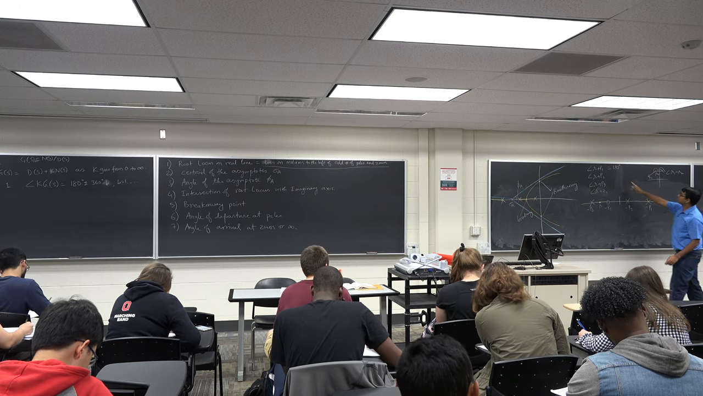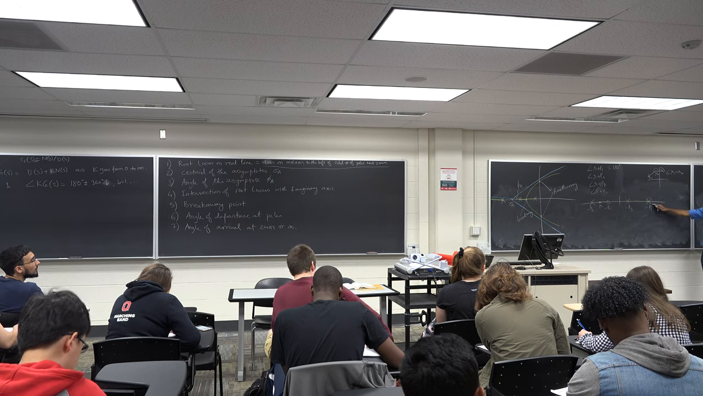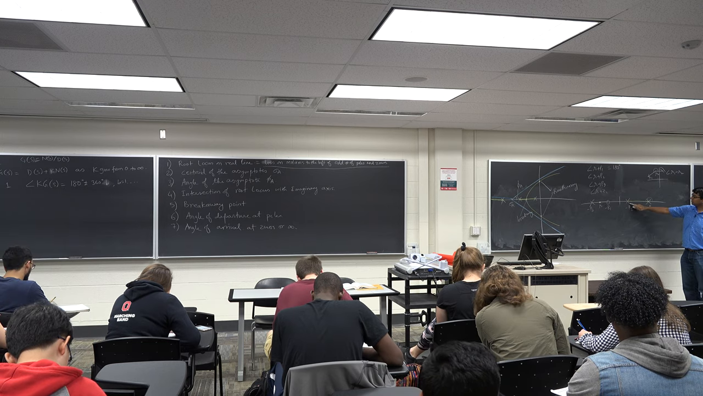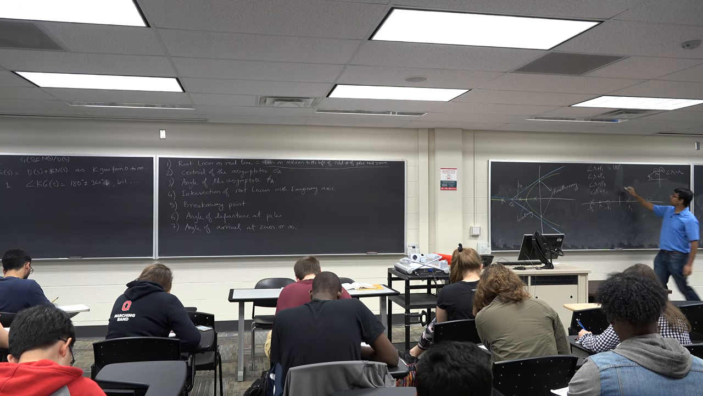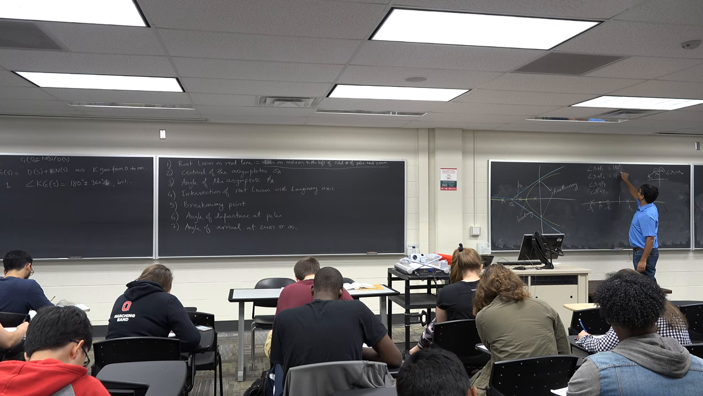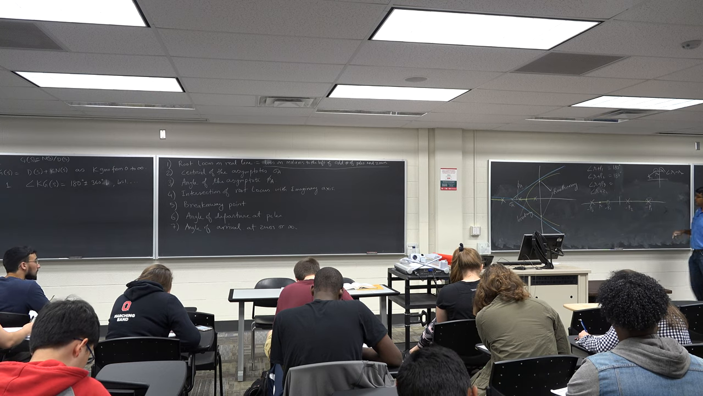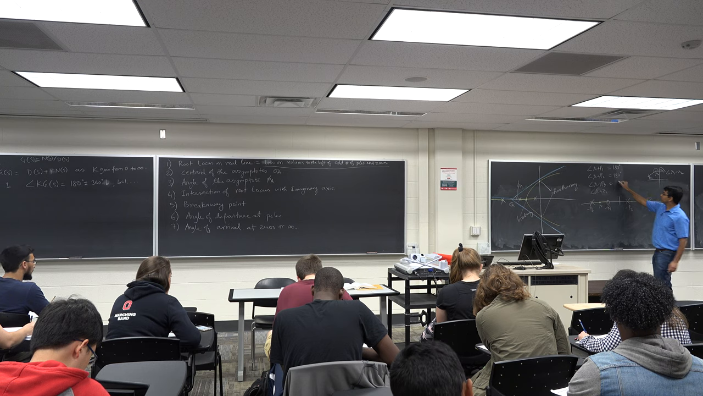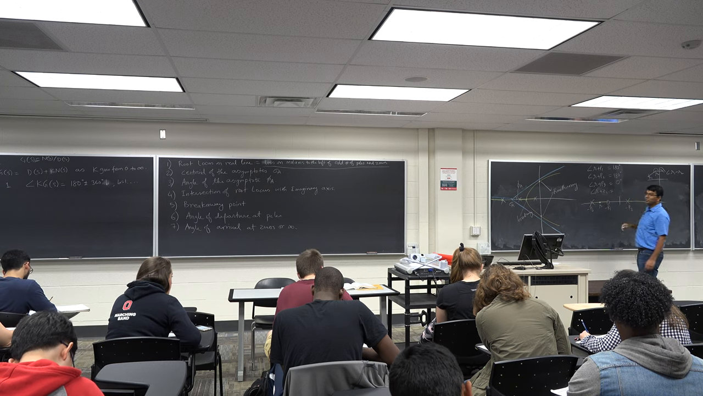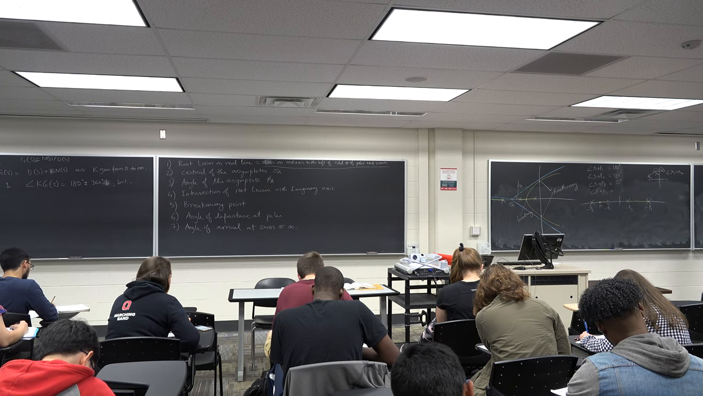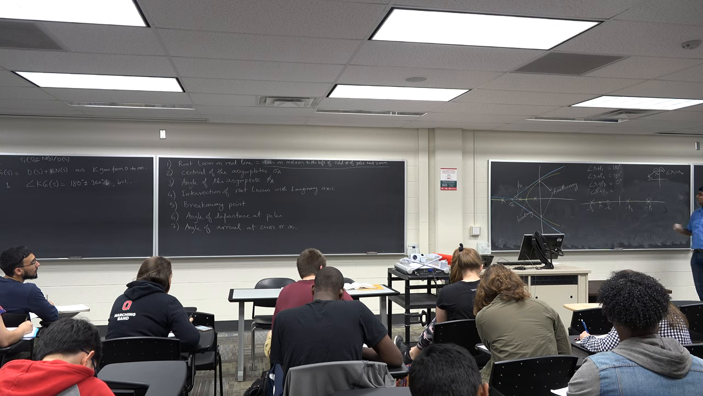All right, so R plus P1 is 180 degrees. What about R plus P2? 180. What about R plus P3? Zero. Now someone else should answer it. What is R plus Z1? 180.